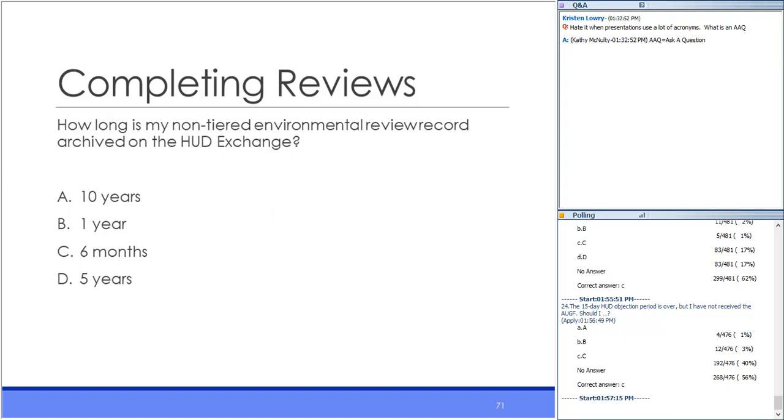Okay, this one's a little tricky. I may have thrown you off when I said non-tiered. So the answer here is B, 1 year. When I say non-tiered, I just mean standard reviews that are not completed under the tiered review dashboard. So for standard reviews, after 1 year, the environmental review records will be removed from the HUD Exchange, but they will stay on file in the HEROS system indefinitely.